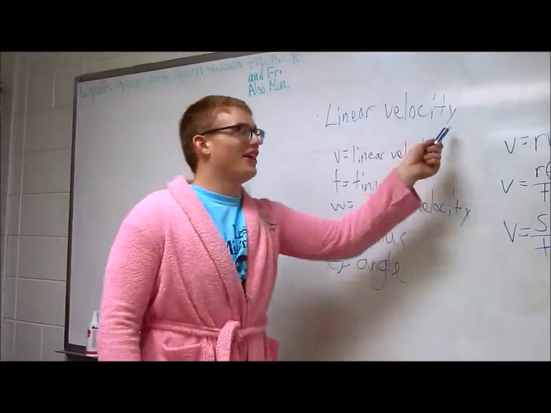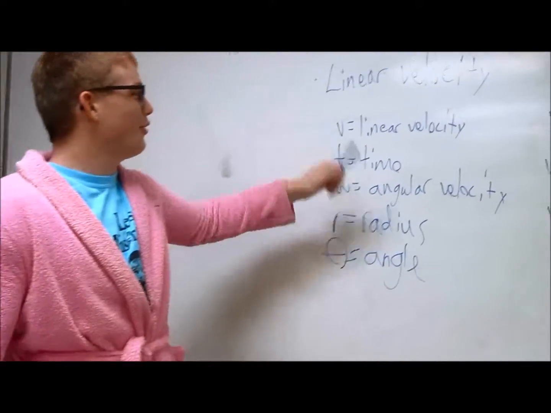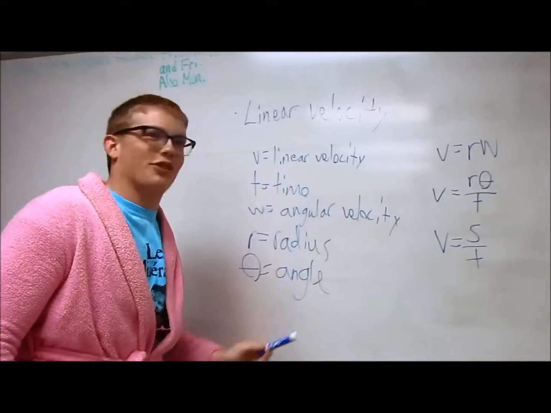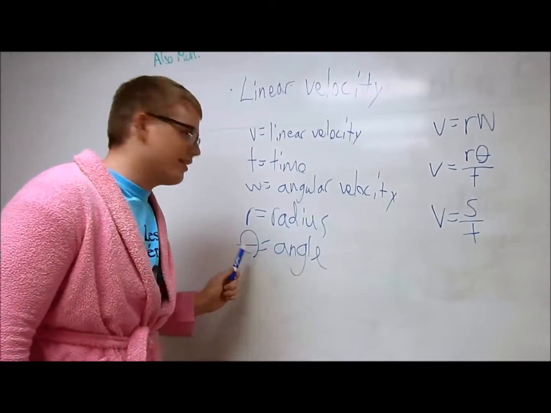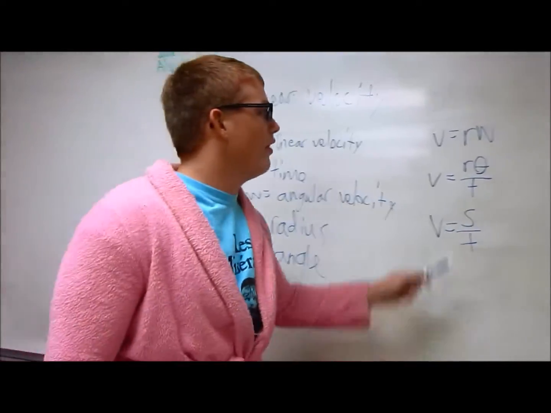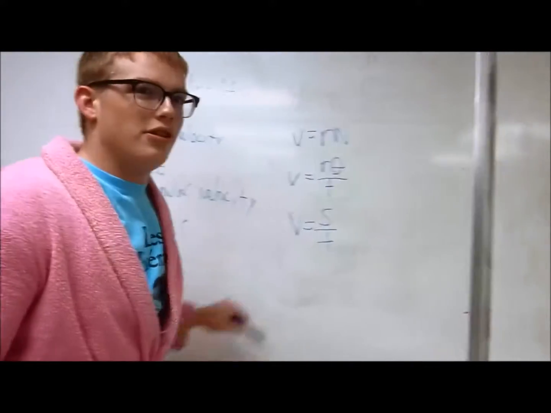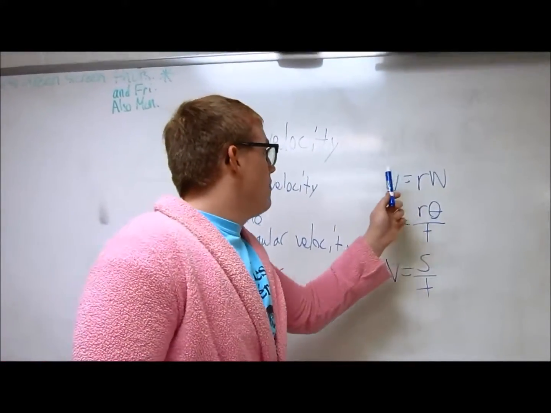We'll be discussing linear velocity. First, we're going to look at our variables. V equals linear velocity, t equals time, w equals angular velocity, r equals radius, and theta equals our angle that we're working with. These are the three equations that you'll be using to find linear velocity.